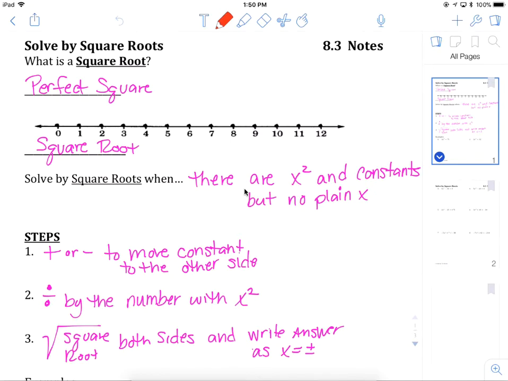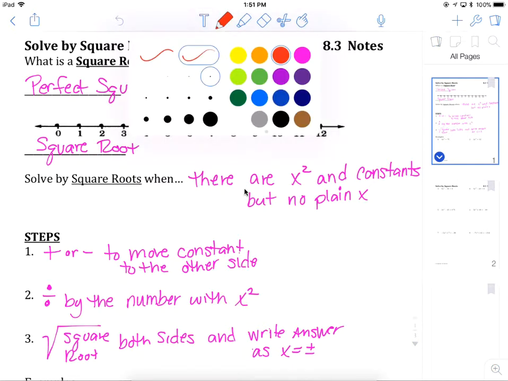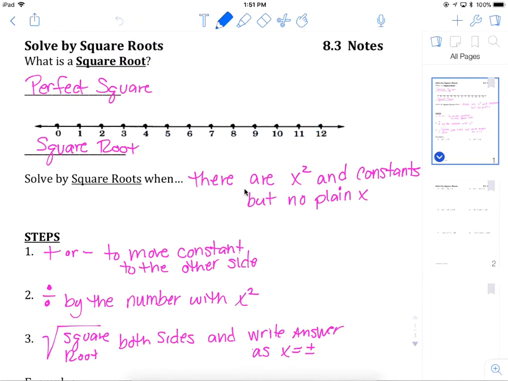We're back with 8.3 notes. We're going to be solving those quadratic equations today, but we're going to be using square roots this time. First thing I need to know is, what is a square root? Well, a square root is any time you take the square root of a perfect square.